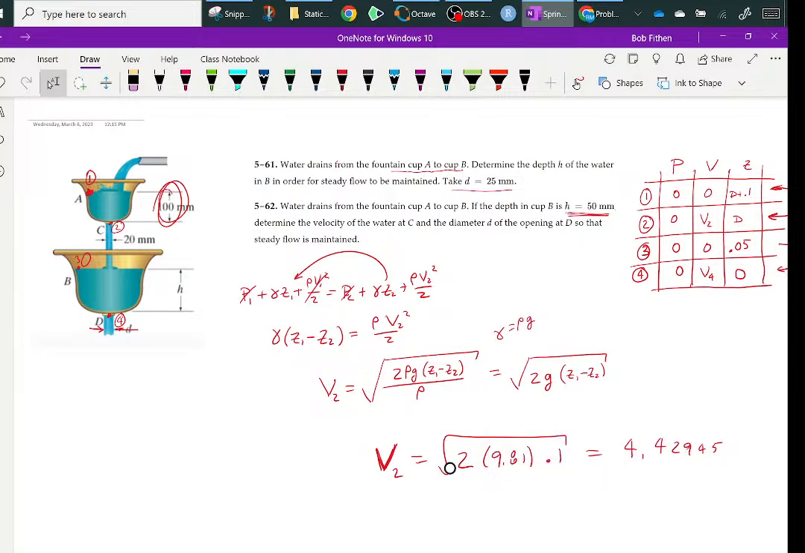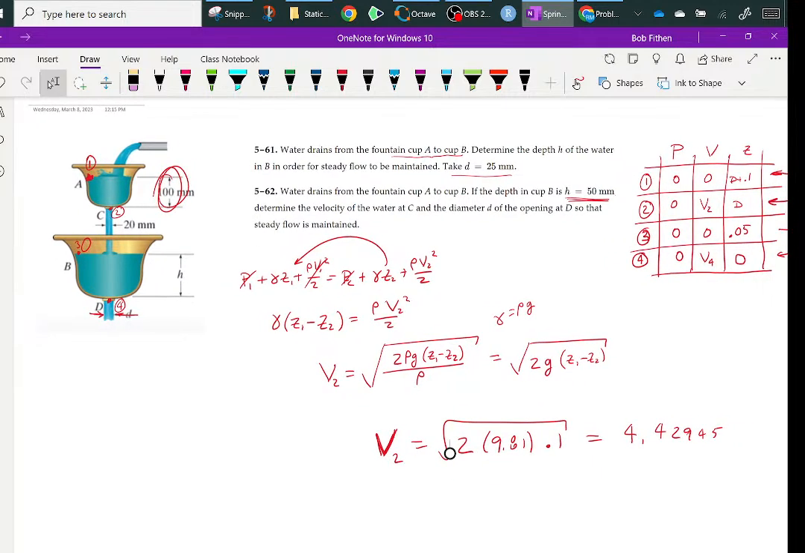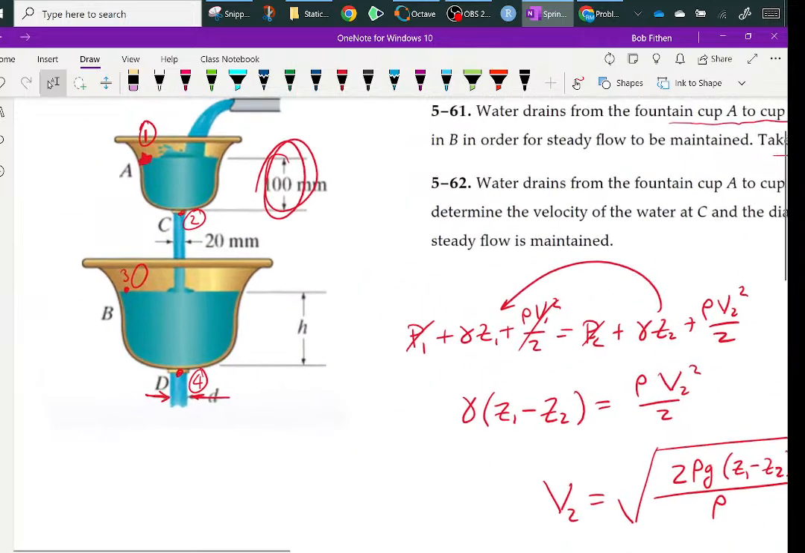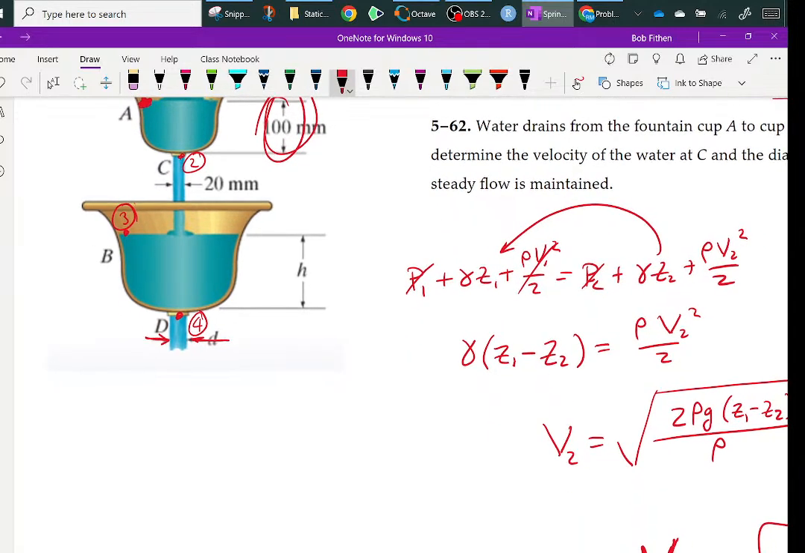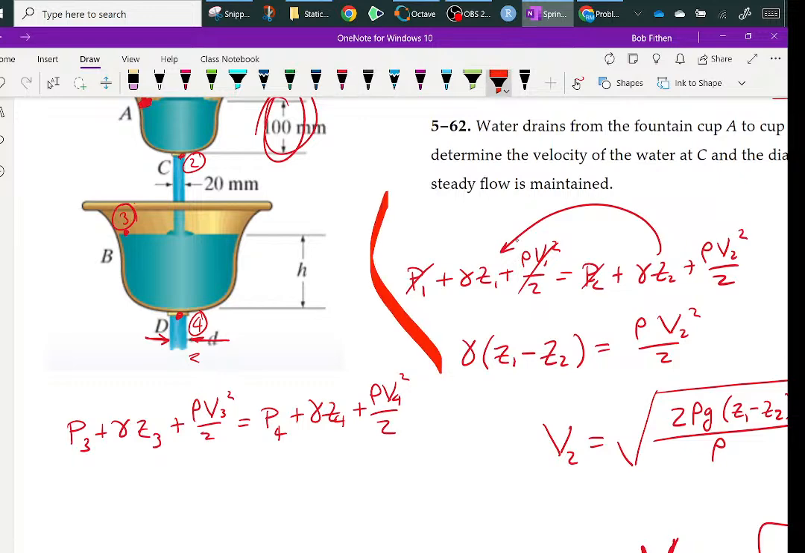Now, let's repeat the problem between what essentially was 0.3 here and 0.4. And so P3 plus gamma Z3 plus rho V3 squared over 2 is equal to P4, because that's the 4 down here, plus gamma Z4 plus rho V4 squared over 2. And here, these are different.